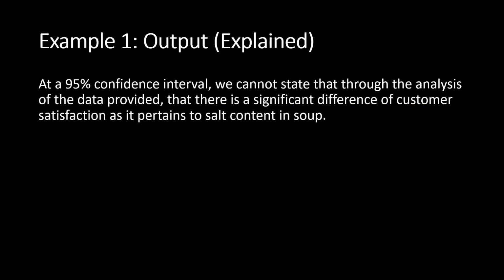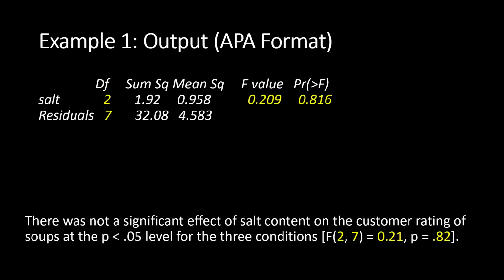So if we're just going to explain in regular terms what it was that we were able to discover from the application of this methodology, we would say that at a 95% confidence interval, because remember, alpha equals 0.05, we cannot state that through the analysis of the data provided, there is a significant difference of customer satisfaction as it pertains to salt content in soup. So here are the values in our output, and here is how they would be placed within the appropriate APA format if we wanted to publish our results or report them in a professional manner.